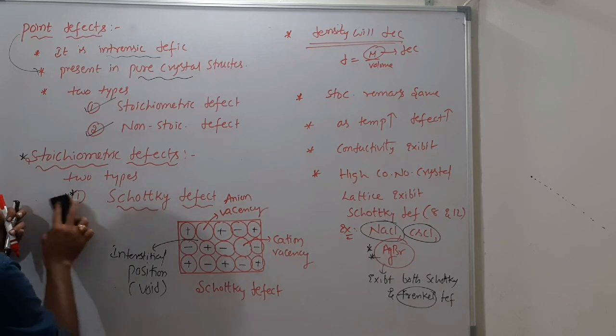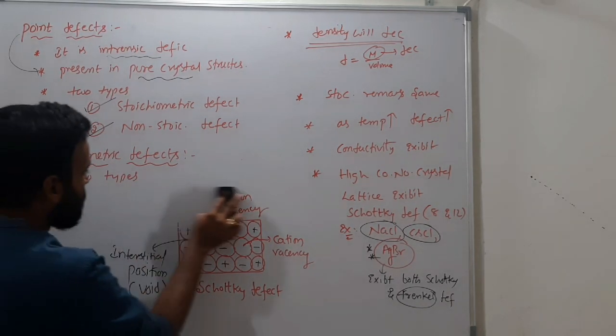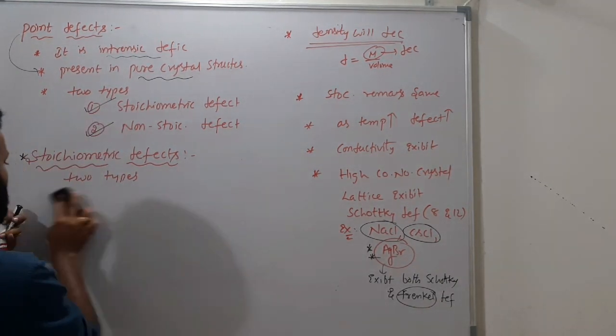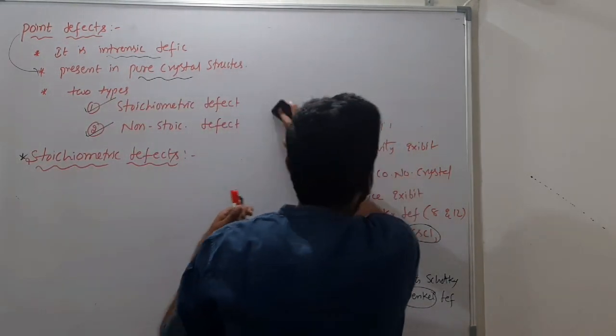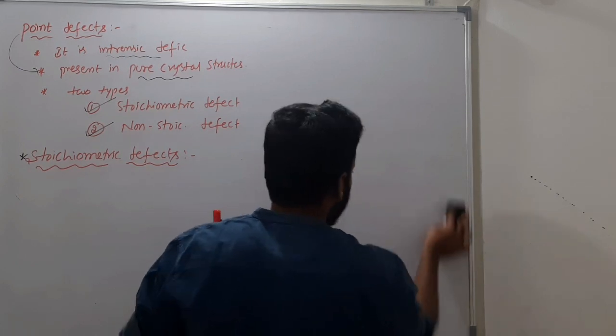The first one we discussed, as I told you, stoichiometric defects are 2 types. First one is over. Now we have to discuss the second one. So what is that second one? The second one is Frenkel defect. Frenkel defect is very important.